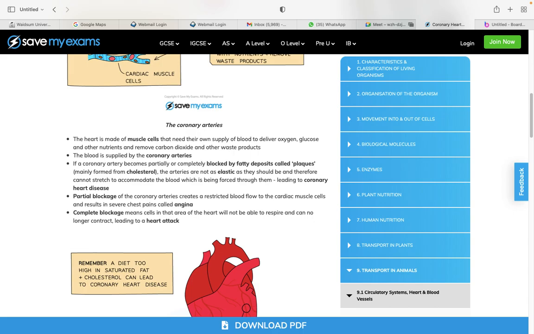But if the problem is already too complicated, then we need the expertise of medical doctors to carry out a heart operation, to open up and put a mesh to suppress the plug, so that the blood can flow through the arteries to the cardiac muscle cells. Complete blockage means cells in that area of the heart will not be able to respire and can no longer contract, leading to heart attack.